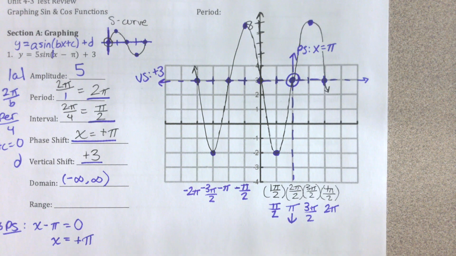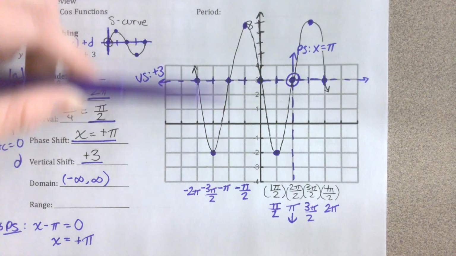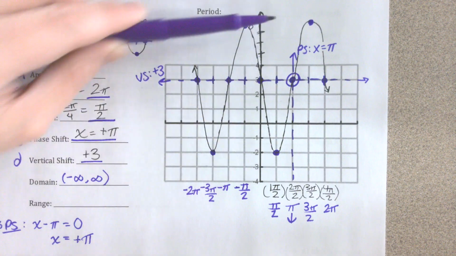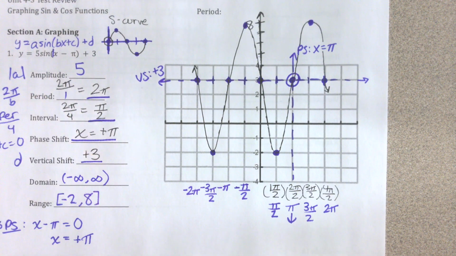Last but not least, the range. This is the minimum to the maximum. Also, it's the two numbers that it toggles between on the y-axis. That's from -2 up to 8. And there you have it.